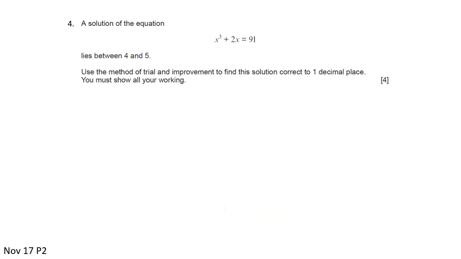And this time we've got x cubed plus 2x equals 91. The first three we had equals 0. So we're looking to get 91. And the solution lies between 4 and 5. Let's try 4.5. So it's 4.5. Press x cubed plus 2 times 4.5. So that gives us that, which is too high. So let's go down to 4.4. Still too high. 4.3. And that's too low.